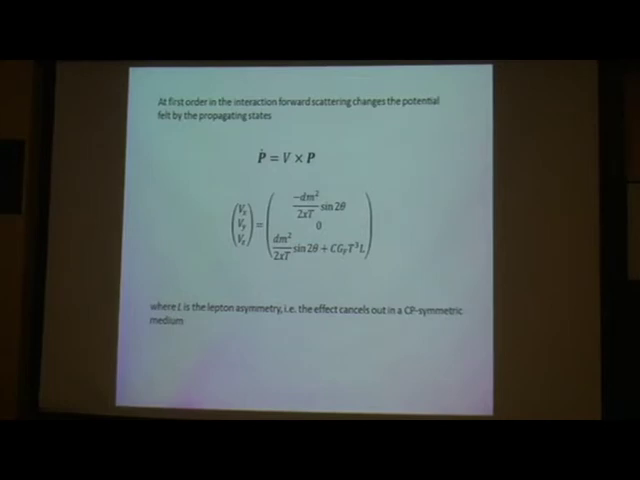Then you can add interactions. The first order interaction that you get is just a change in the background potential. This is what is known as the MSW effect. So you change the effective mass of a neutrino because it interacts with the background, and that occurs, of course, only for the active neutrinos, not for the sterile one. So you add a term on your right-hand side to the effective potential.